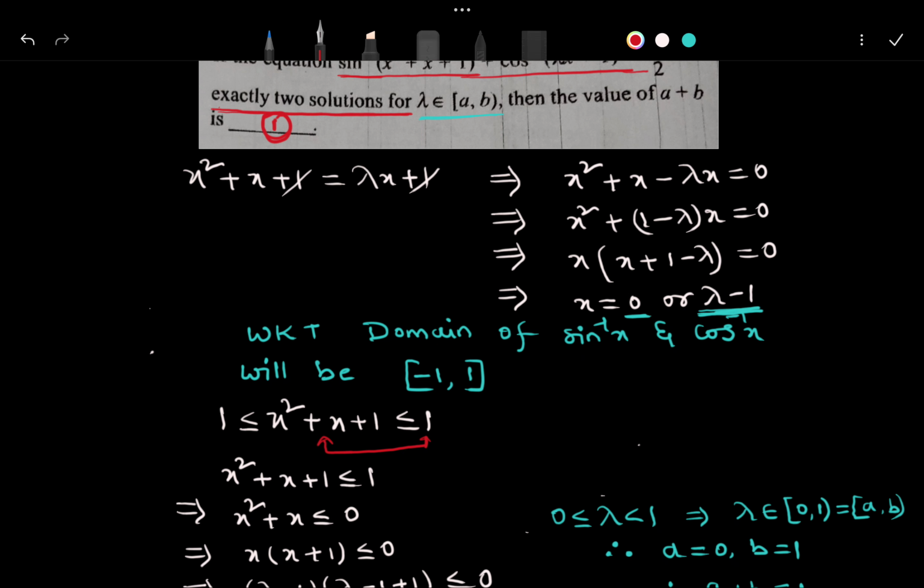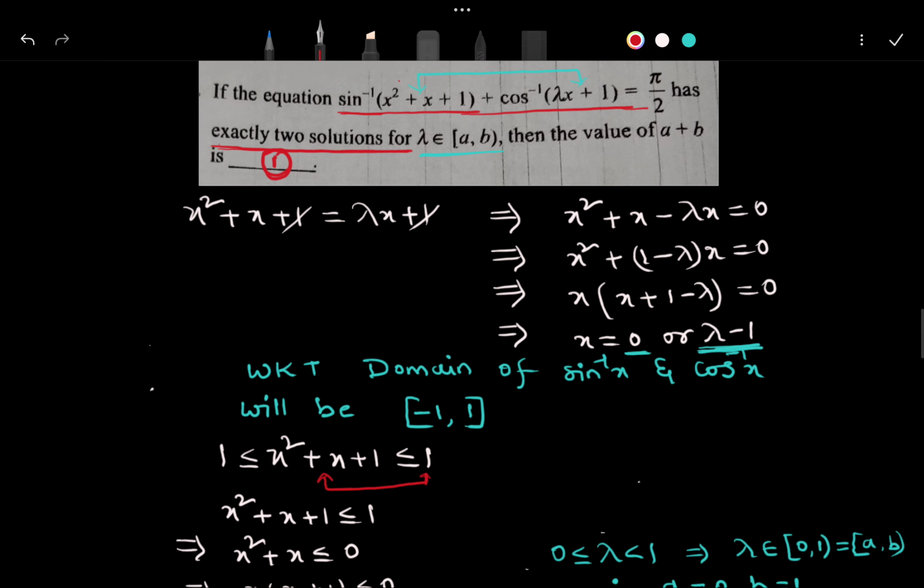This is an integer type question. It is a very important model.